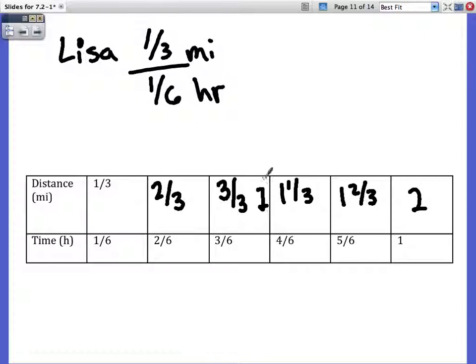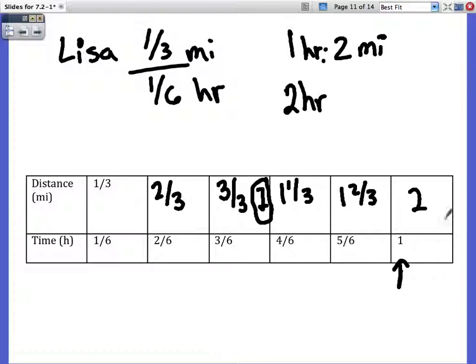So this is interesting. This 1 here is like an "or." 3/3 or 1. They mean the same thing. So in the first 1/6 of the hour, we did a 1/3 of a mile, because that's the rate they gave us. In the second 1/6 of the hour, we had gone a total of 2/3 miles, and so on and so forth. So for Lisa, I know in 1 hour, because I counted up to 1, she went 2 miles. And it also asked how far she went in 2 hours. So for 2 hours, I just have to double this. She went 4 miles.